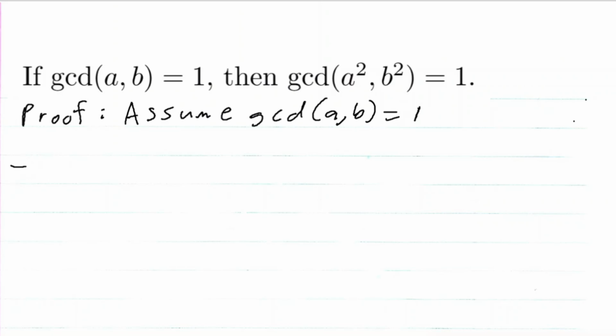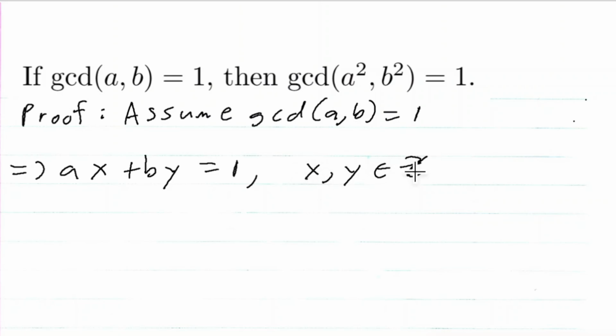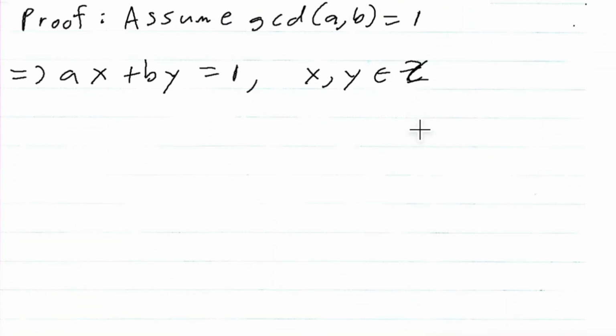So this implies that AX plus BY is equal to 1, where X and Y are integers, right? I know I can write a linear combination of a GCD, and I know that linear combination is equal to 1. So what Burton tells us to do is investigate the GCD of A and B squared, and then A squared and B. So let's go ahead and do that.